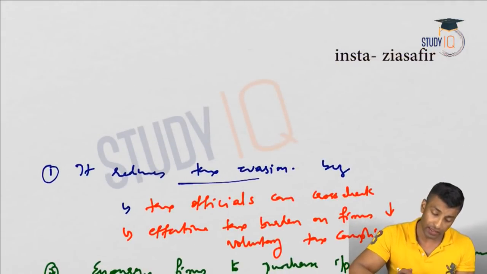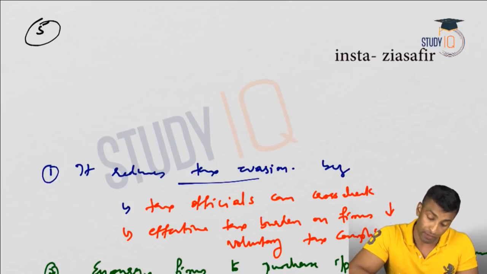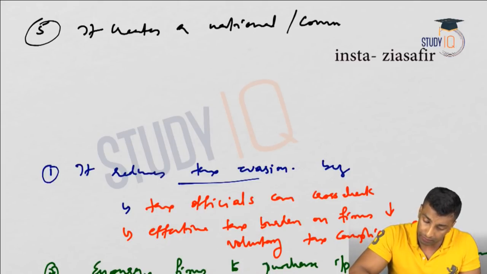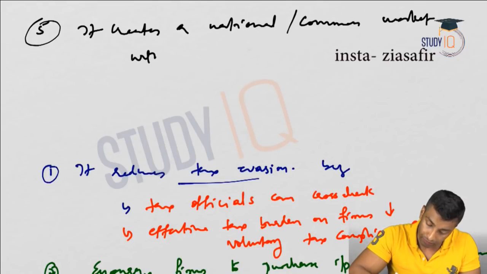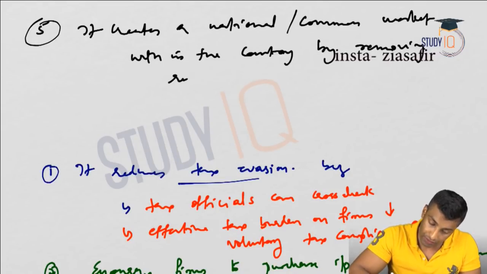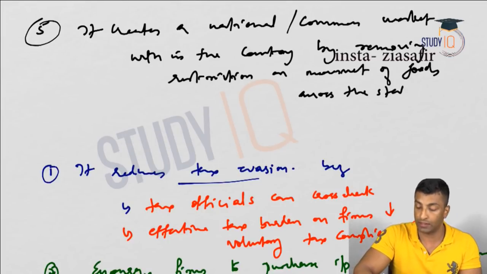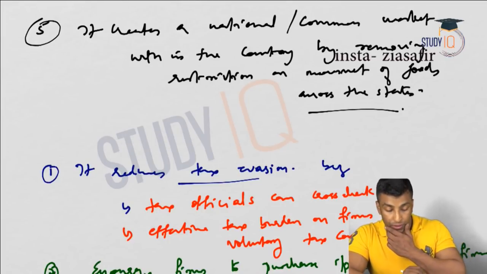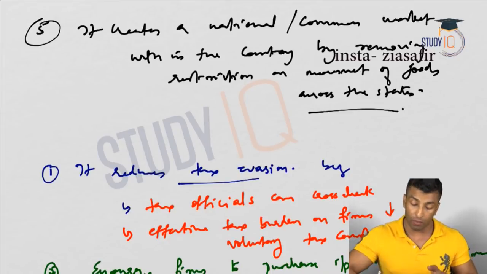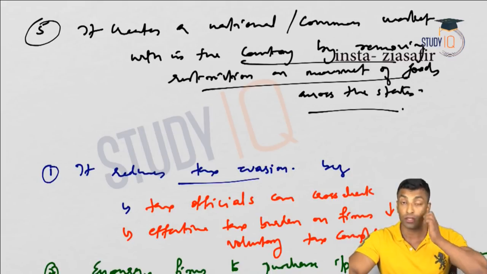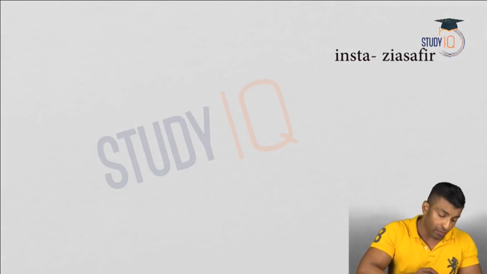Now what else can you write as an advantage? I can also say it will create a national market. It creates a national or common market within the country by removing restrictions on movement of goods across the states. So it actually promotes a national or common market because now there is no restriction for movement of goods across the states. Next is a very important point again.